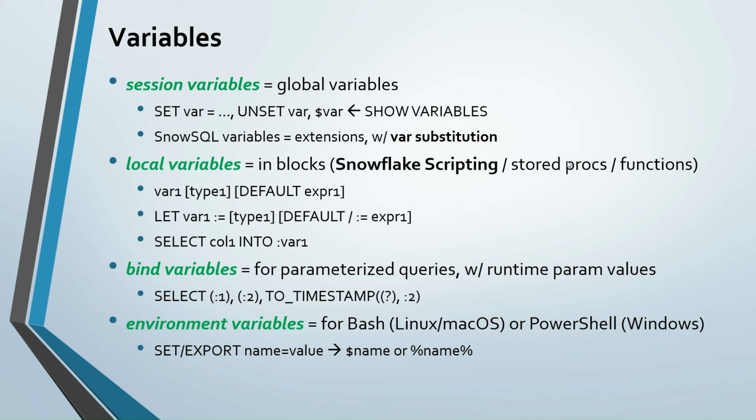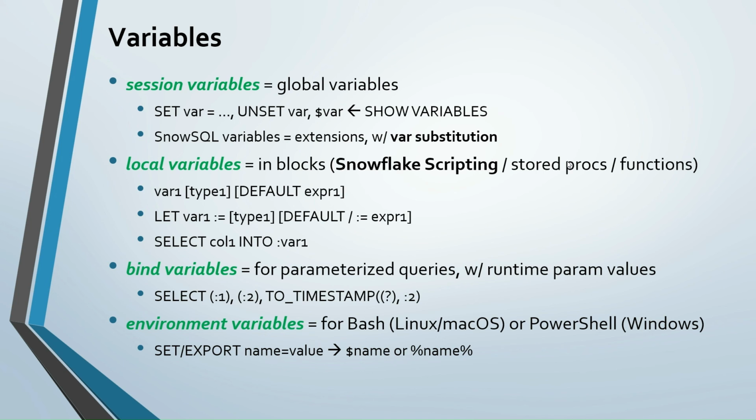And the next kind of variables are used for parameterized queries. These are not actually variables as such, but rather parameters, or placeholders. You can use a question mark, or you can use positional placeholders prefixed by the colon. If you have select column 1, column 2, to_timestamp of question mark, column 2, all this should be replaced later on using binding variables.